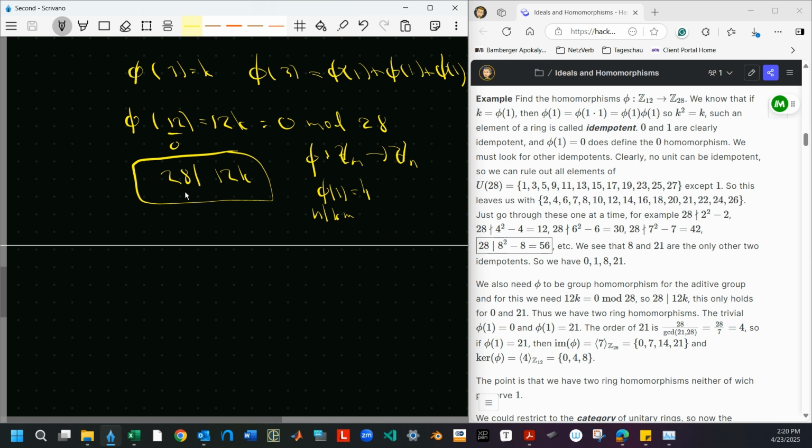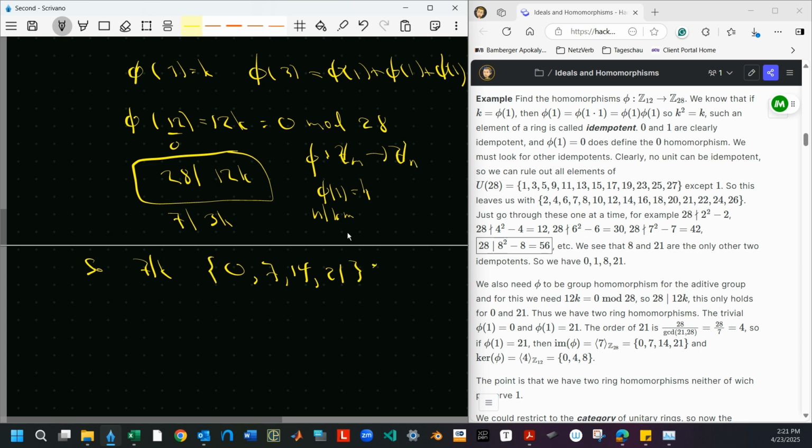Now here we can simplify this a little bit. I can divide by 4, and so I have 7 must divide 3k. And so it must be the case that 7 divides k. So we must look over here and figure out what things are divisible by 7. Sorry, k is on the 28 side. So which things less than 28 are divisible by 7? Well, 0, you can't forget 0, 7, 14, and 21. Yep, that's it. So those are the possibilities.